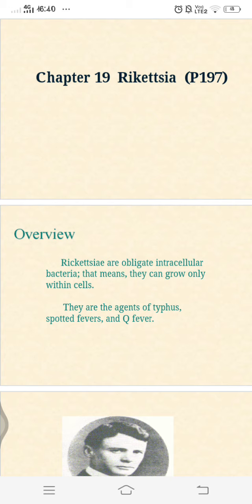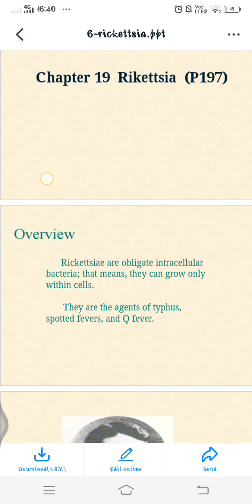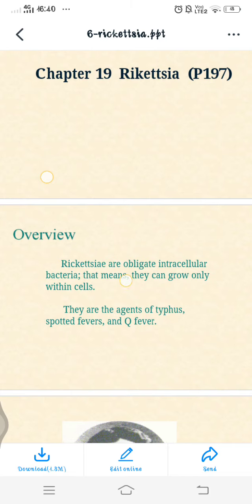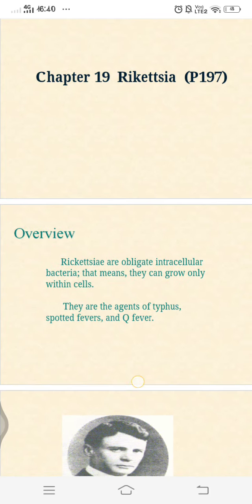Family Rickettsiaceae, genera Rickettsia, Orientia, Coxiella, Ehrlichia. So these are the different genera, and the species are prowazekii, typhi, rickettsii, conorii, akari and so on. So let's see here the overview. These are obligate intracellular bacteria, that means they can grow only within cells. They are the agents of typhus, spotted fevers and also Q fever.